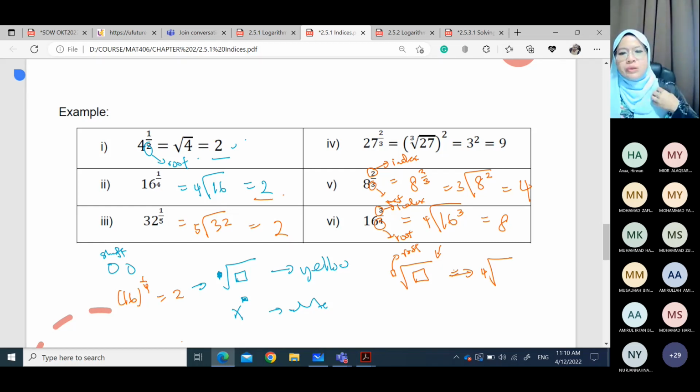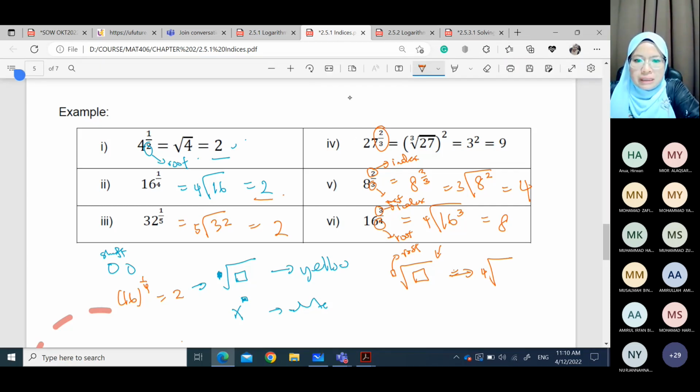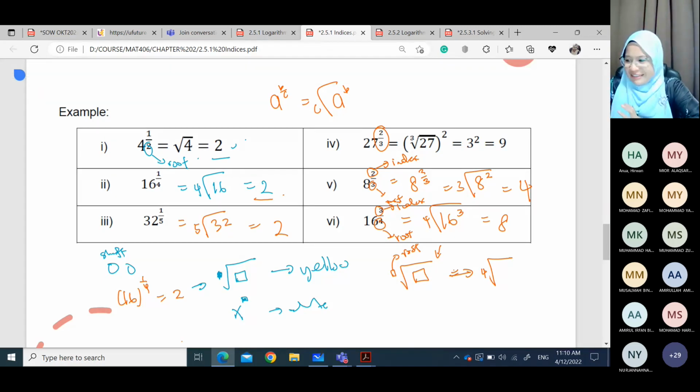Alright. So untuk example ni, kita nak tunjukkan bagaimana kita transform daripada power kepada nombor yang biasa. Okay, so maknanya kat sini bila kita jumpa, contoh kita jumpa A to the power of B over C, kita dah tahu yang B tu adalah power. So we have A to the power of B root C. Okay. Right, faham? Okay. Ada soalan? Tak ada.